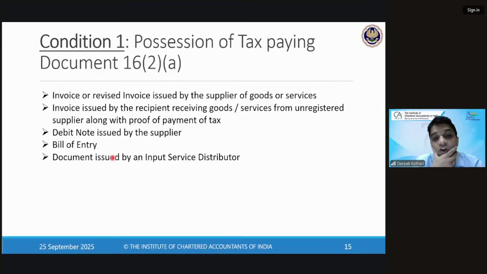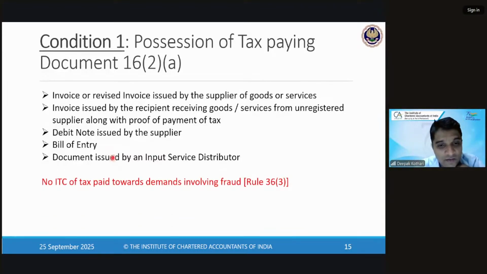Then document issued by the input service distributor. An input service distributor is one who will receive all the services on behalf of various branches, and then he will distribute that credit to all the respective branches. So he is called an input service distributor. So any invoice which is raised by this input service distributor to other branches, the other branches can claim the credit of that.